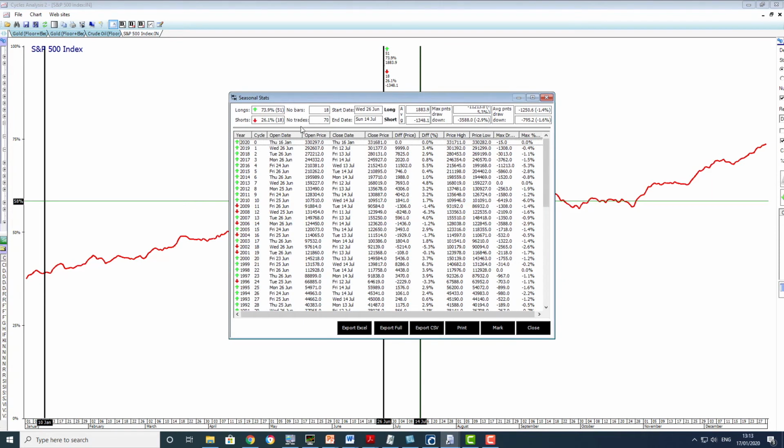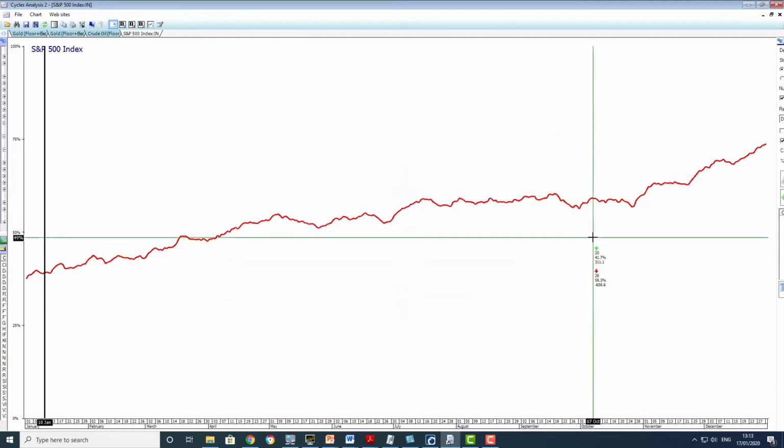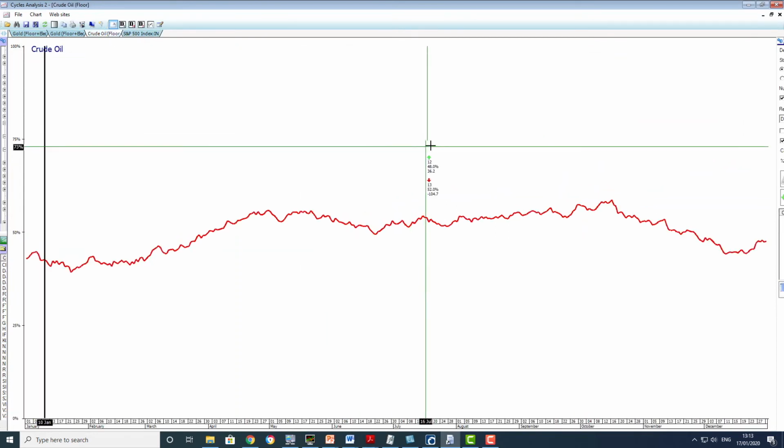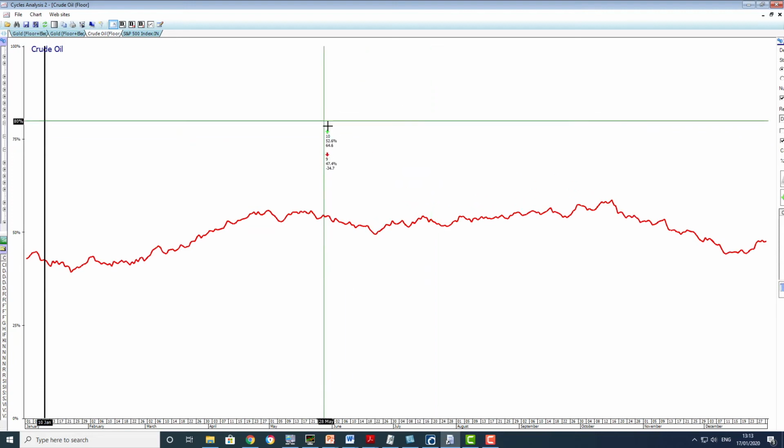From the 26th of June to the 14th of July since 1951, there's nearly a 74% chance of it closing higher. So these are the seasonal probabilities we put in. Certain commodities like oil have very clear tendencies.